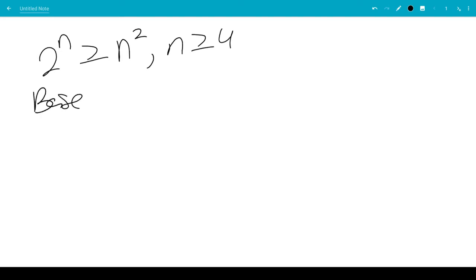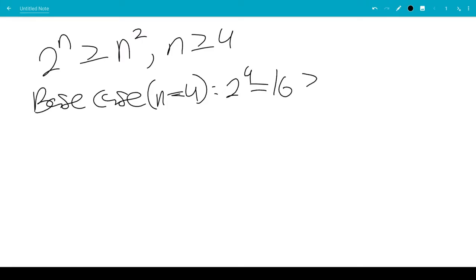In this video, we're going to prove that 2 to the n is greater than or equal to n squared, as n is greater than or equal to 4. So the base case would be n equals 4. So this would be 2 to the 4 is equal to 16. It's greater than or equal to 4 squared, which is also equal to 16, so this is true.